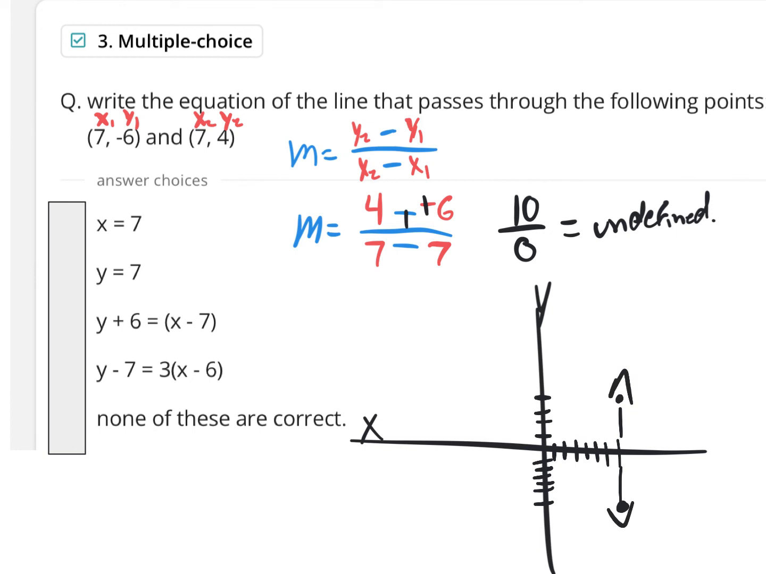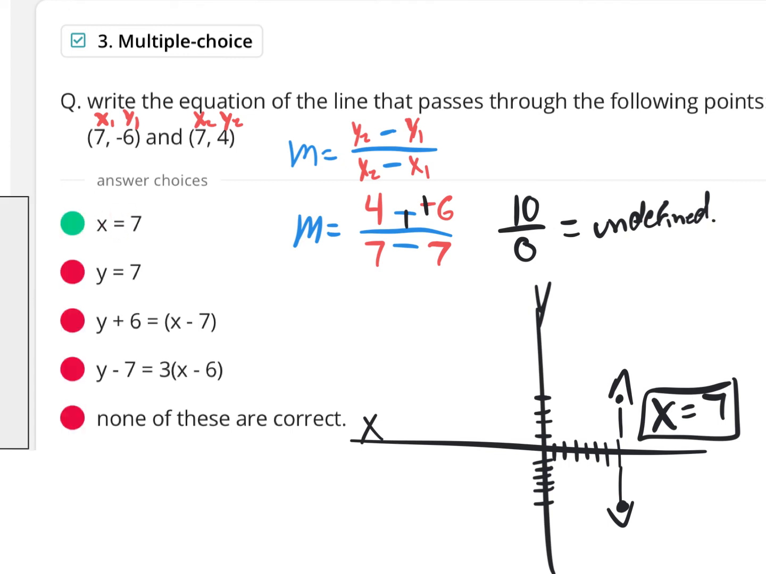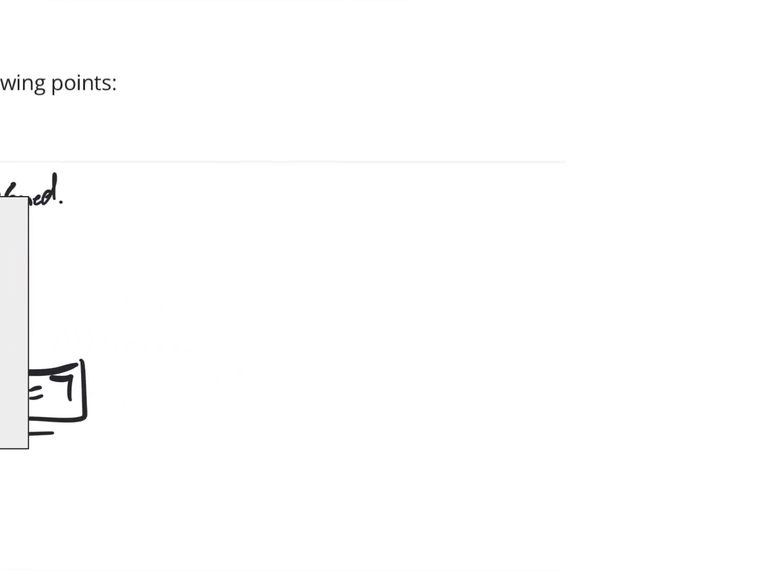Anyways, this vertical line, the equation of it is x equals positive 7. So that's the equation that we want. That's the equation that's right here. That's what you select to get full credit. Now, I might as well just do a slight review. Let me just move this to the side right here.